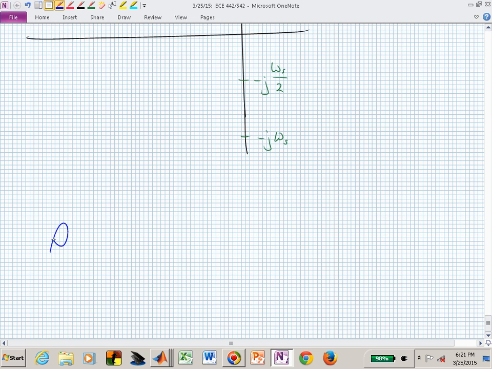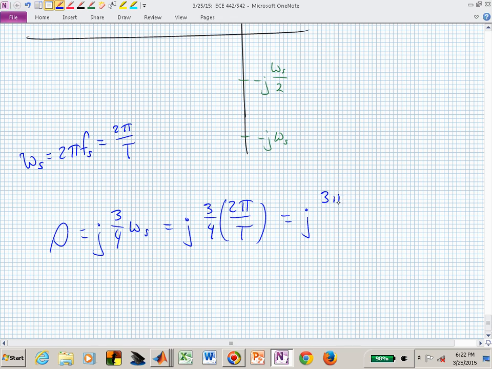We now have this pole s is equal to j 3/4 omega sub s. But what do we know about omega sub s? Omega sub s is 2 pi f sub s, or 2 pi over T. So we can write this as j 3/4 times 2 pi over T, or this is now j 3 pi over 2T. That's s.